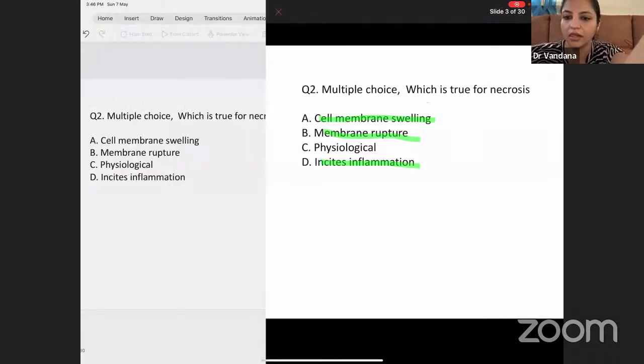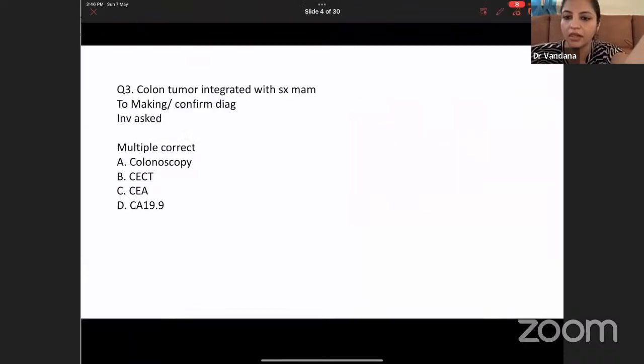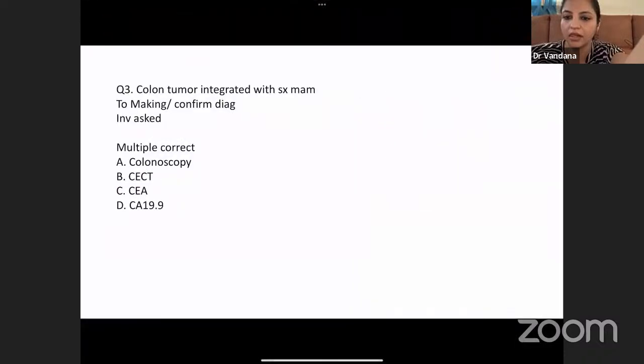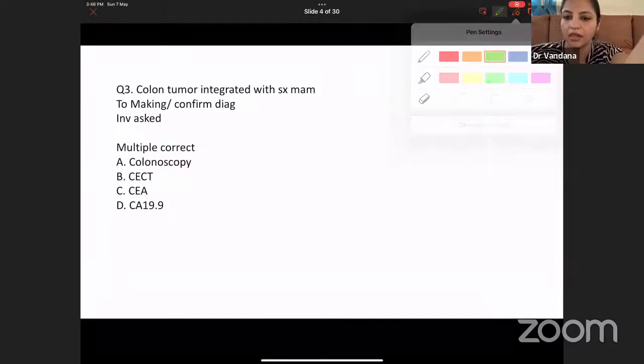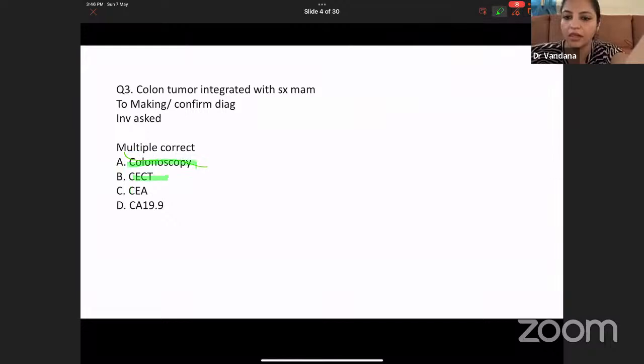Okay. Question number 3. Colon tumor was integrated with surgical. So to make a diagnosis of colon cancer, what do you need? Everybody knows this, that we all will be needing a colonoscopy. We all will be needing CT and CEA. CA 19-9 is not used. This is basically a marker for pancreas. The other options were correct. So this is A, B, and C. Right. Good. Let's go to the next question here.